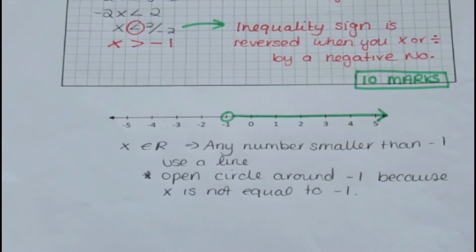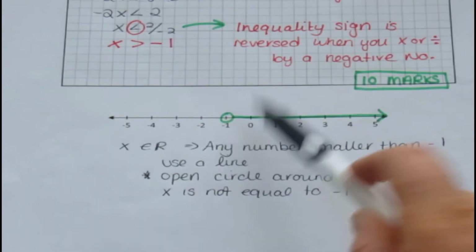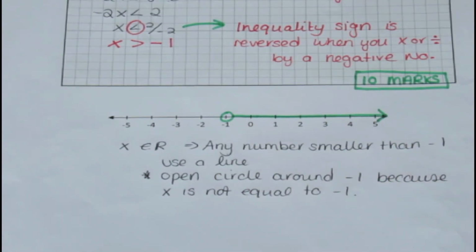First thing I always do with these is I get a different colour pen. The number line on the exam paper is in black, so don't use a black pen. Use something else. Use a red pen. I have a marker that I use. You can use a pencil, whatever it is. Just make sure that these markings can be seen and are very, very obvious on the number line. So what I've done is I've put a big open circle around minus 1.